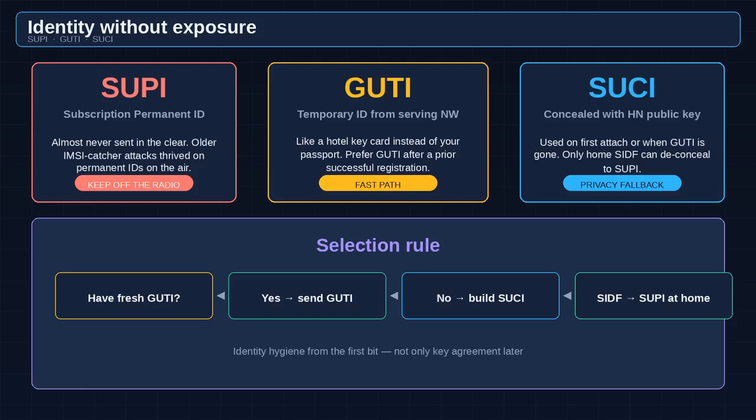Once the SUPI has been concealed, listeners on the radio do not get a stable handle on you. That design choice is why 5G authentication is not just about keys. It is about identity hygiene from the first bit.